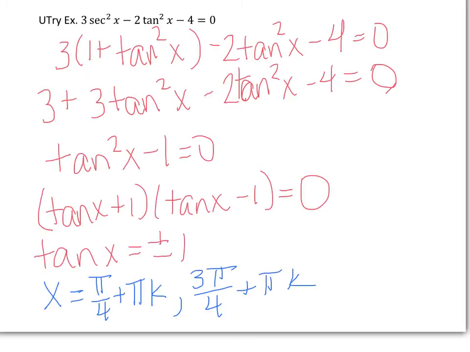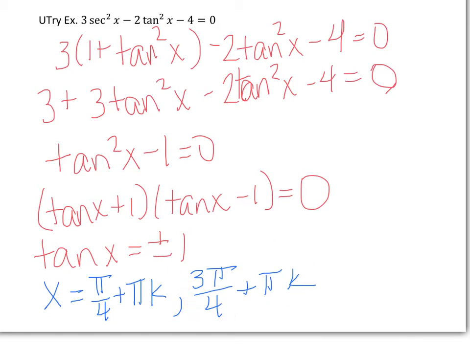Okay, here's your solution for this one. Factors a little differently. You had to use difference of squares right here. Where does tangent x equal positive negative 1? That's going to happen in all four quadrants. So my first solution is for the first and third quadrant, and my second solution is for the second and fourth quadrant.